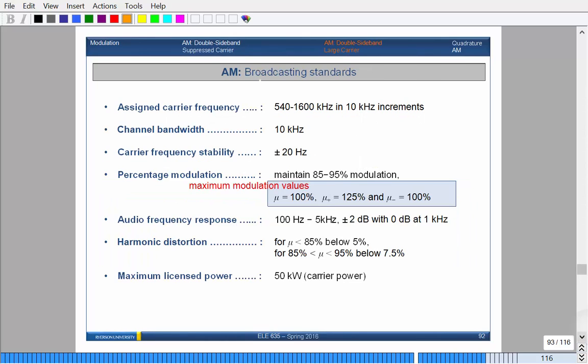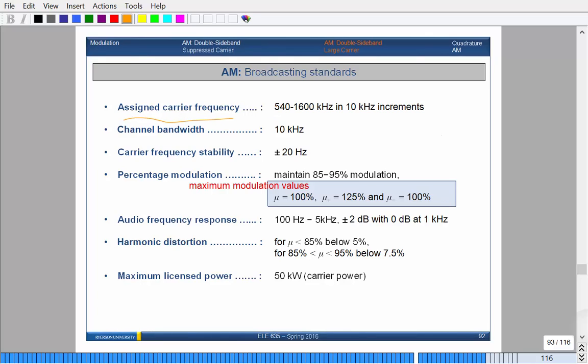In terms of broadcasting standards, the Canadian Radio and Television Commission controls how radio signals are transmitted over the air. They have the following standards for broadcasting in AM. The assigned carrier frequency tells you which station in your radio to tune to. If you wanted to listen to Fan 590, the carrier frequency is 590 kilohertz. Or if you wanted to listen to AM 640 for traffic, the carrier frequency is 640 kilohertz. So the carrier frequency is used to figure out which station you want to tune to.